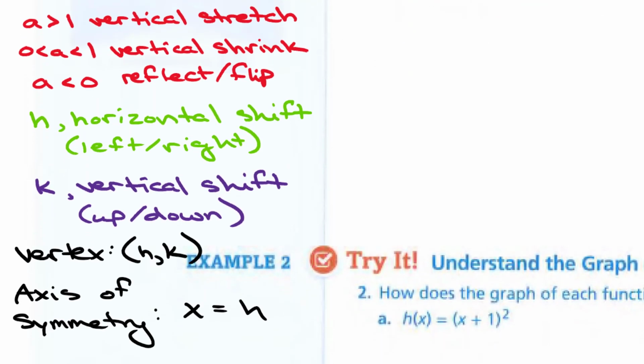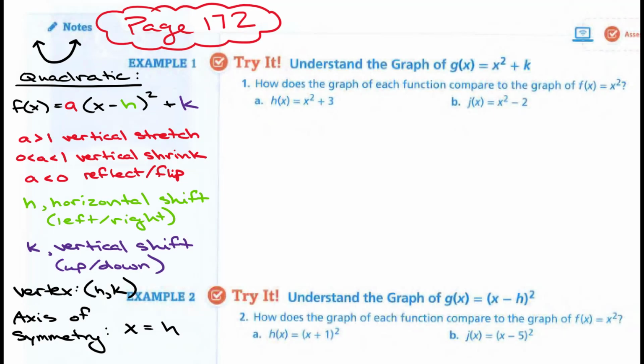Last, to help us with our graph, our vertex will always be the point h, k. And our axis of symmetry will go right down the middle. That'll be your x equals h line. In our last lesson in section 8.1, we focused a lot on the value of a and how that affected our graph. Today we're going to focus more on h and k. Let's look at example 1 to understand better the graph of g of x equal to x squared plus k.